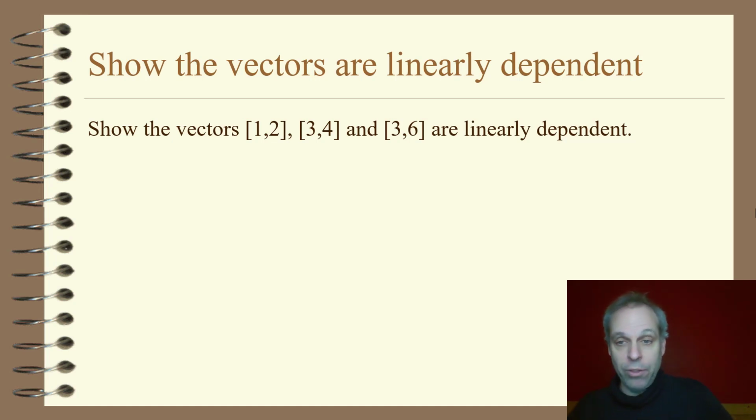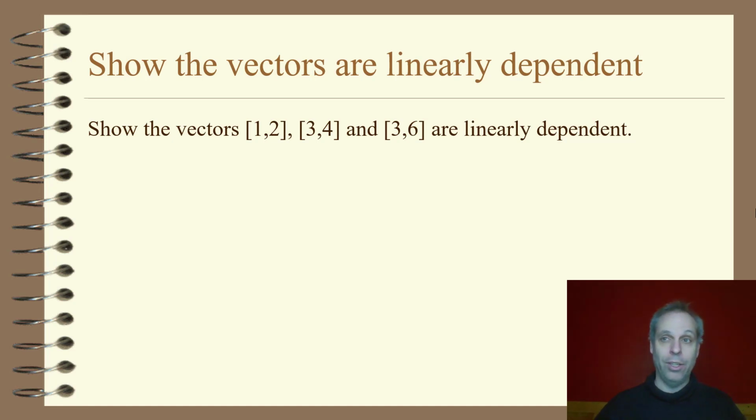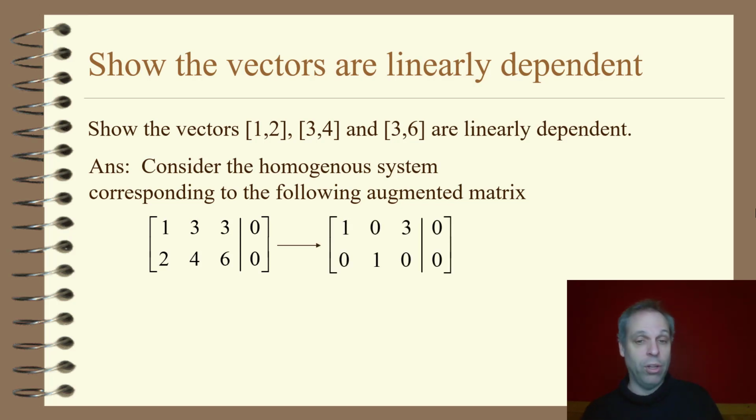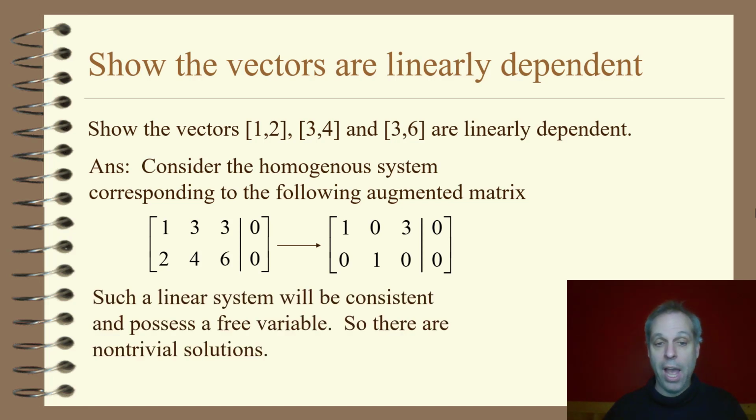I want to show that these vectors are linearly dependent. So instead of going through all the little hoops we did before, we can skip right to it and say, just consider the homogeneous system corresponding to the following augmented matrix. Its row reduced echelon form is this. That means such a linear system will be consistent because it's homogeneous, and it will possess a free variable. So there are non-trivial solutions. That means that these vectors are dependent.